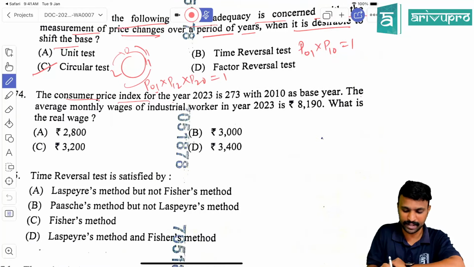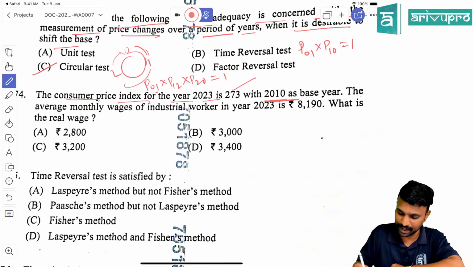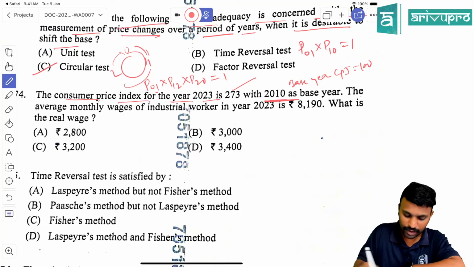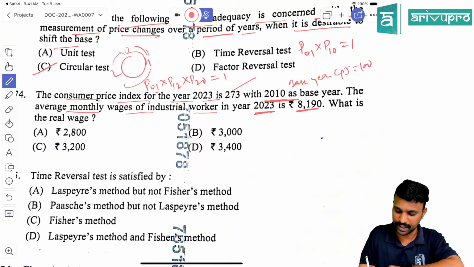The consumer price index for the year 2023 is 273 with 2010 as the base year. They haven't given the base year CPI, so the base year CPI is taken as 100. The average monthly salary of the industrial worker in 2023 is 8190. This is the current wage. What is the real wage? Guys, what is real wage basically?